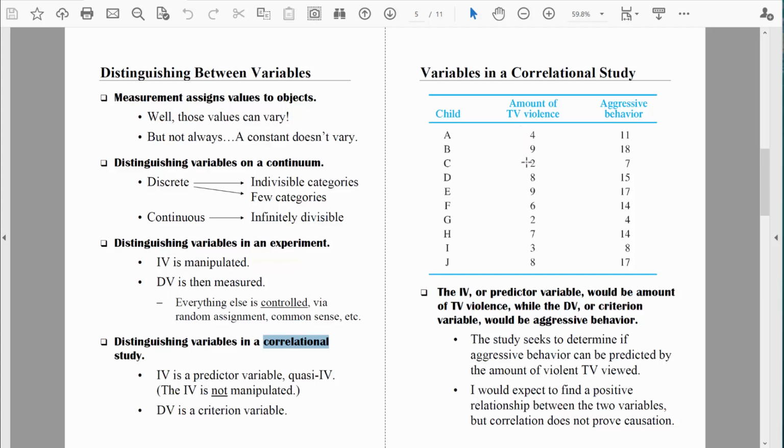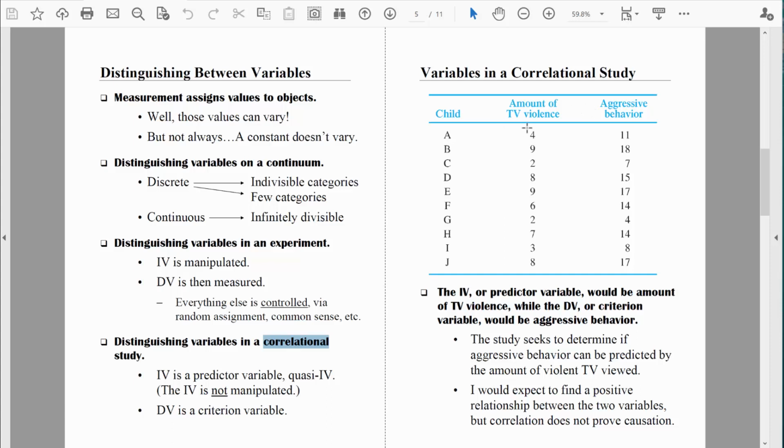So we want to see if the amount of TV violence that they watch might predict their aggressive behavior. Some people would call this variable, their aggressive behavior, the dependent variable. But just like I said previously, I think that term is best used in the context of an experiment. So in the context of a correlational study, we would call aggressive behavior a criterion variable.